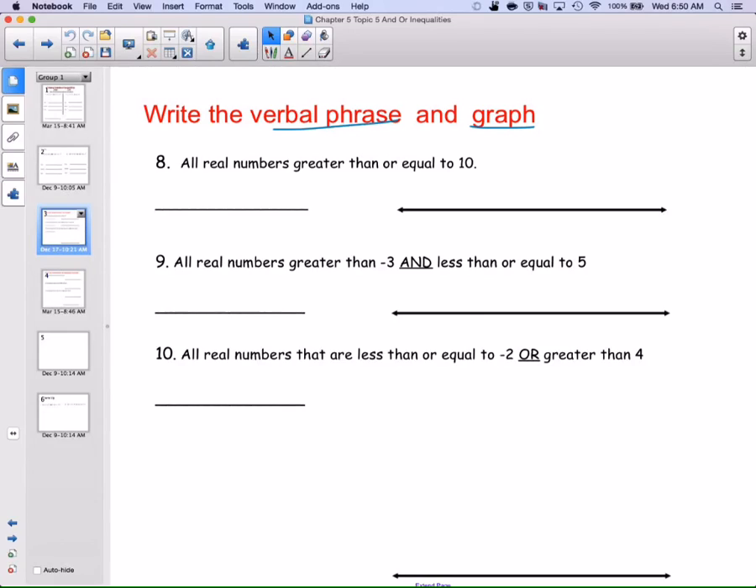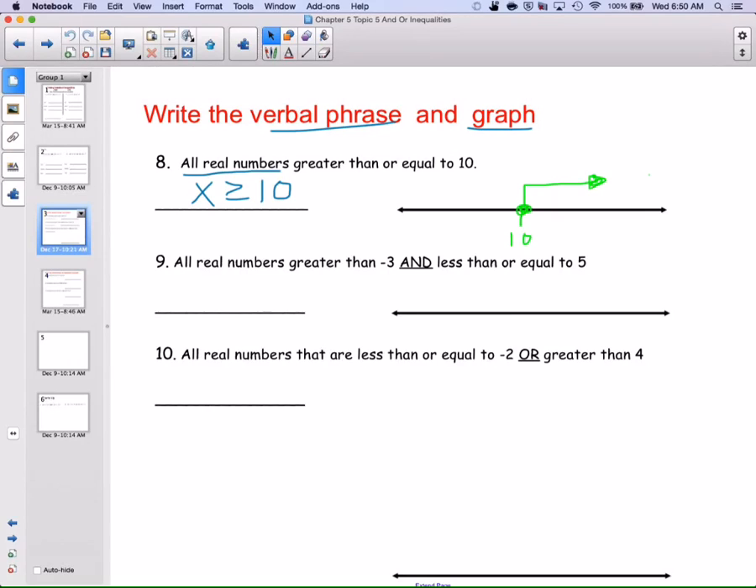All real numbers greater than or equal to 10. Okay, so when you see the phrase all real numbers, we can just talk about x or any variable. So all real numbers greater than or equal to 10. In this case it's not a combined inequality, it's just one thing. So we're going to go over, plot down a 10, closed circle, and point to the right. Remembering that as long as our variable is on the left hand side, then we can just follow the way the arrow looks.